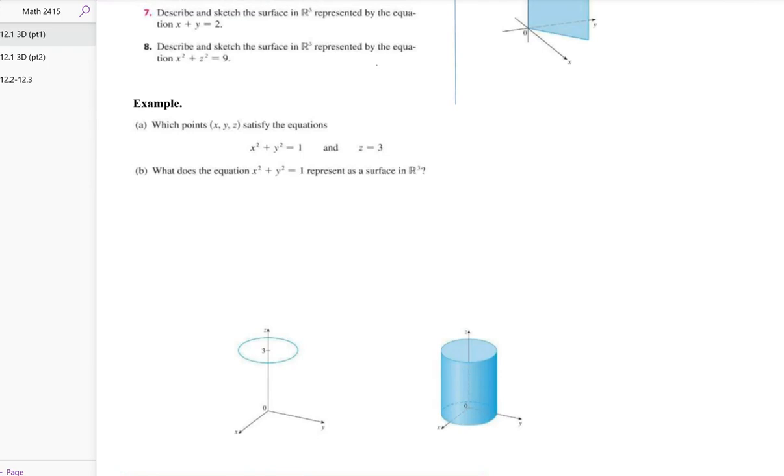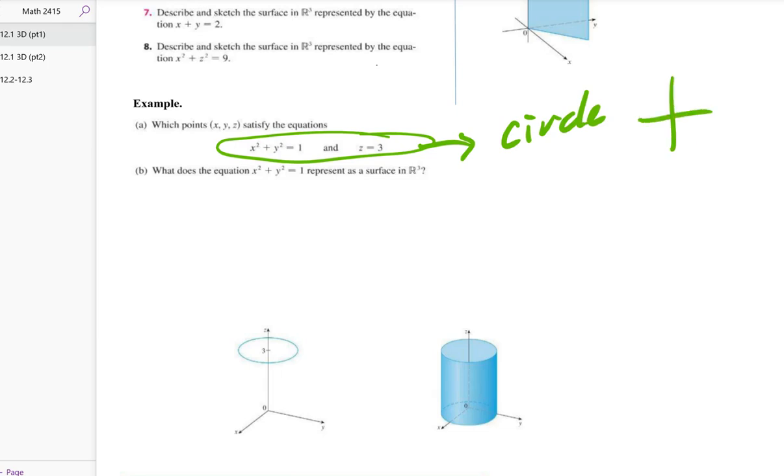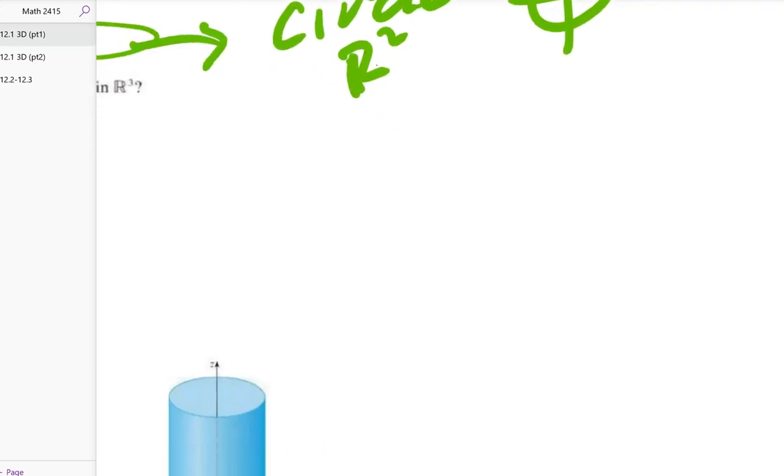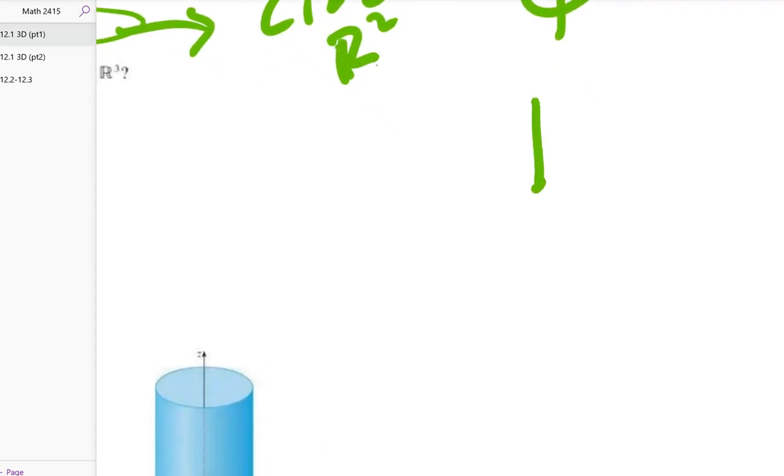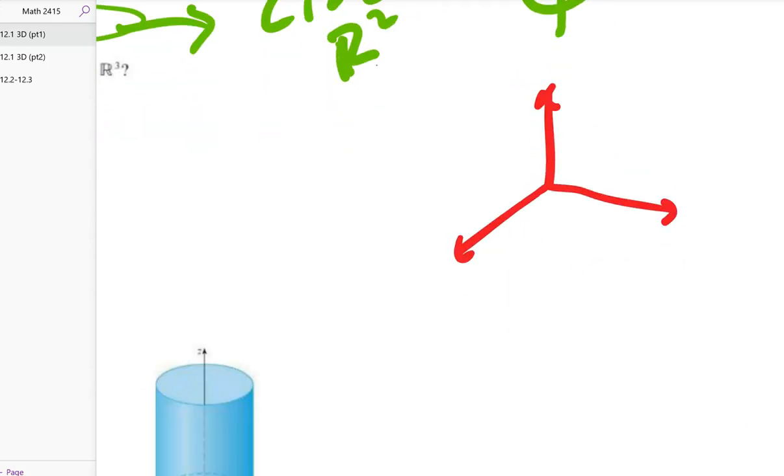Which points satisfy the equations x squared plus y squared equals 1 and z equals 2? Well, basically what we have here is a circle. x squared plus y squared equals 1. So that's here, but that is in R2. So in R3, this will look like the following. Let me draw this in a different color. All right, so we got this circle in the xy plane. Here's x, here's y.